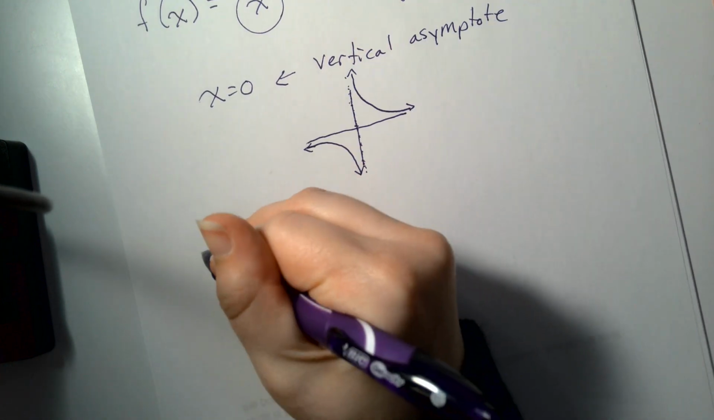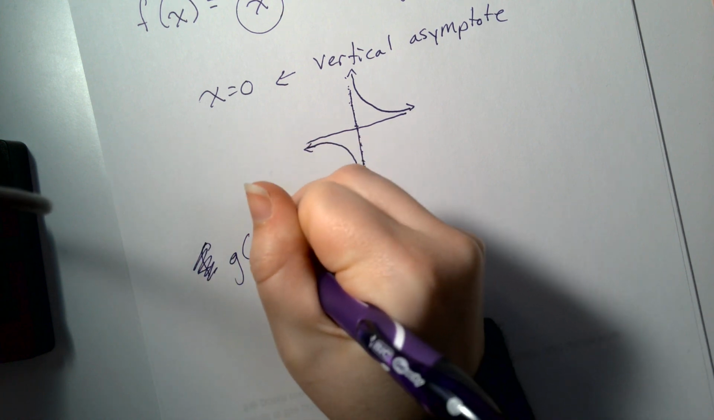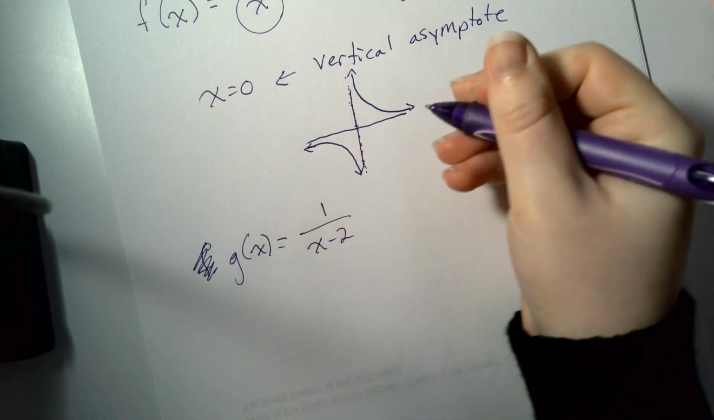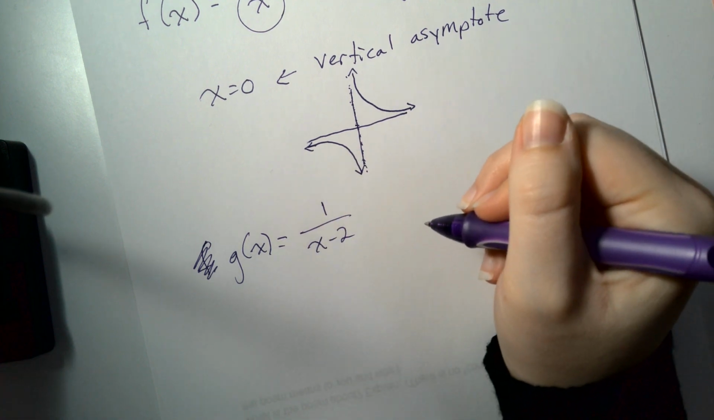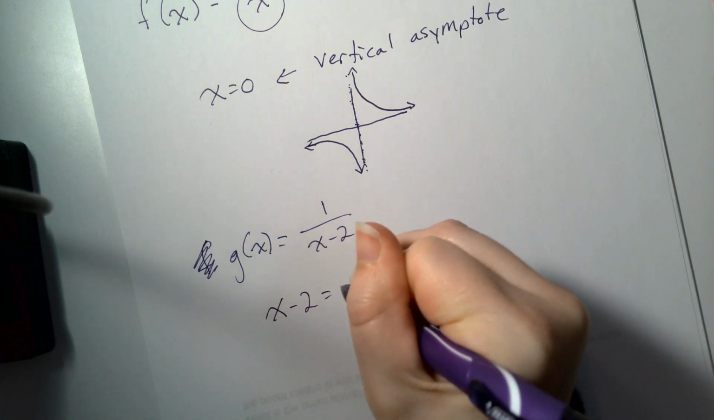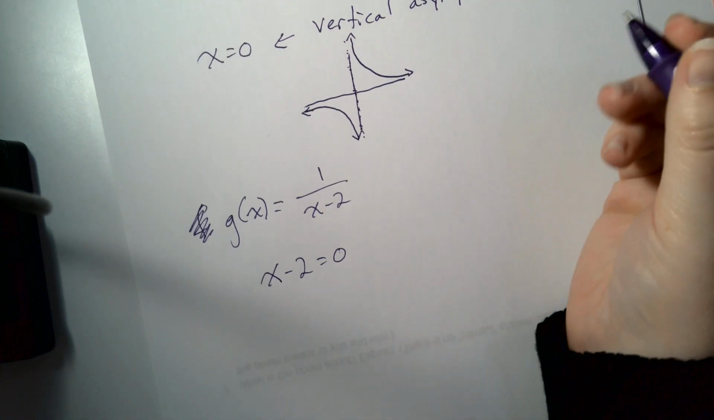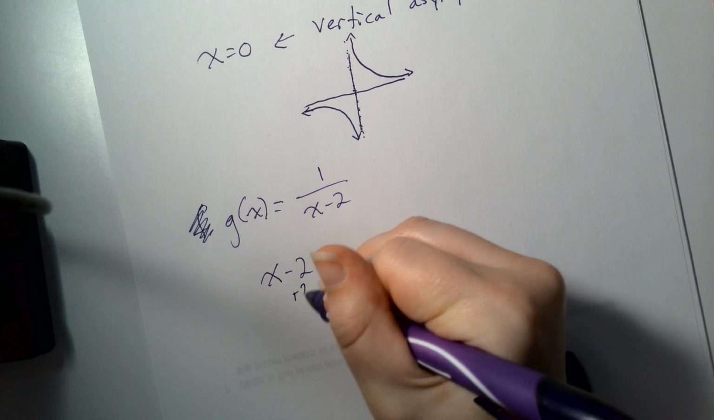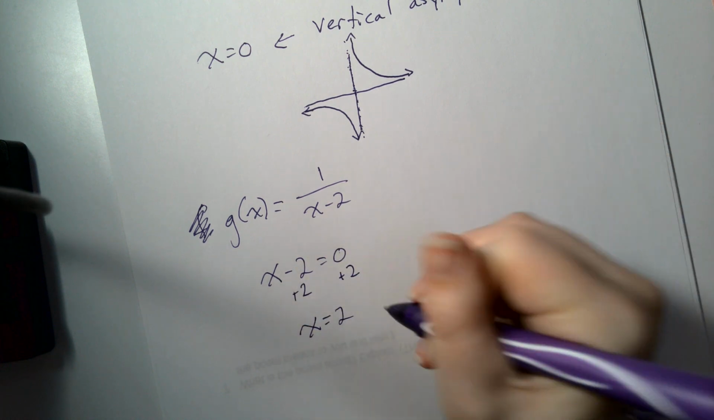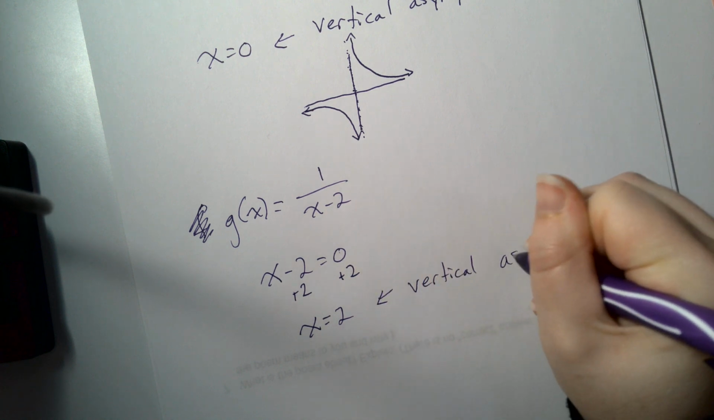Okay, let's try another one. Let's do g of x. Let's say we have 1 over x minus 2. What makes x minus 2 equal 0? Whatever the answer to that is, that's going to be our vertical asymptote. We can just solve, and we get x equals 2. So that is our vertical asymptote.